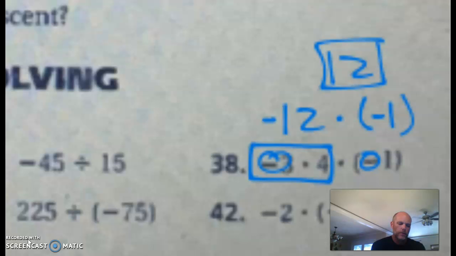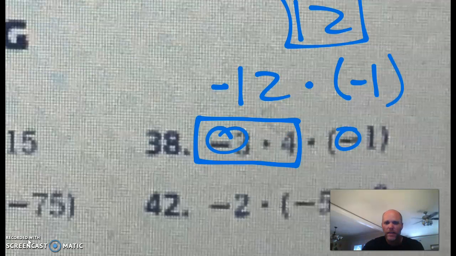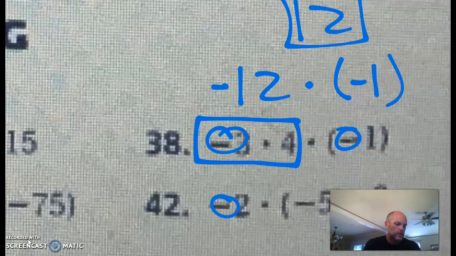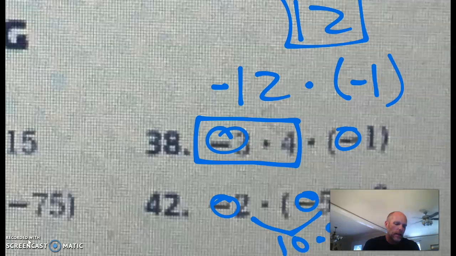Number 42. I'm doing these because your assignment is odds and you need to know this anyways. How many negatives do you see? 1, 2. 2 is an even number, so that means the answer is going to be positive. So we'll just do 2 times 5, which is 10, and times 9 is 90.